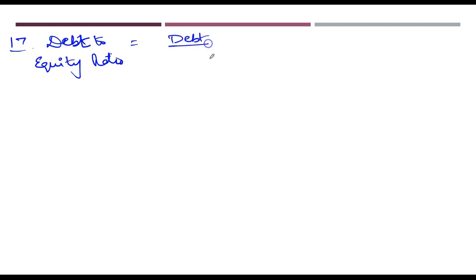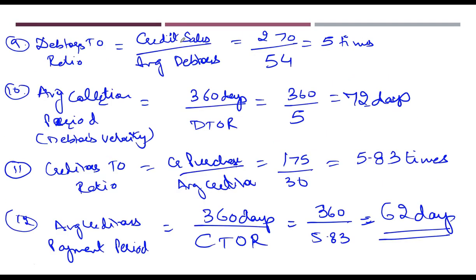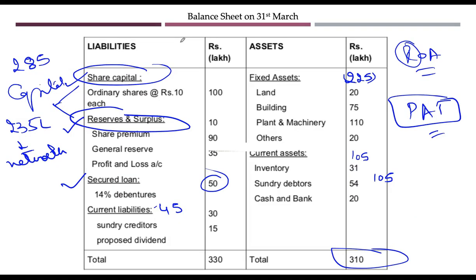Next we have to find debt to equity ratio. As you remember that the coverage ratios are as the name says. So you simply take debt divided by equity. Equity we had just calculated was 235 lakh. Debt has been directly given to you as 50 lakh.